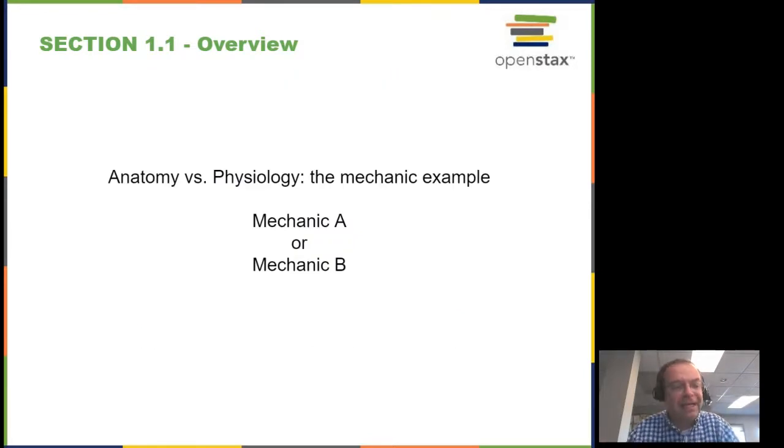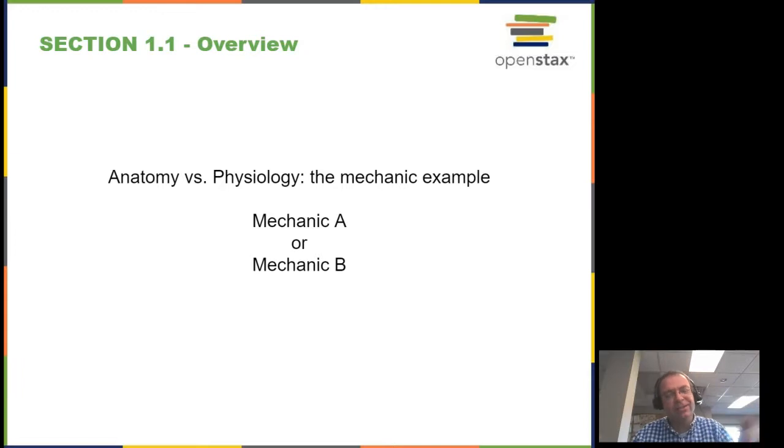Let's think about it as far as mechanics. So your car breaks down and you take it to mechanic A. Mechanic A knows how to take the car apart and they know the names of all the parts, and this mechanic can put the car back together again. All right, so that's mechanic A. How about we go to mechanic B? Now mechanic B, she can also take the car apart and she also knows the names of each part. Not only does she know the name of each part, but she knows what each part does, what its function is. She can put the car back together as well, just like mechanic A.